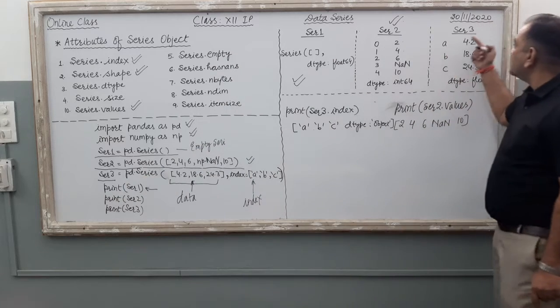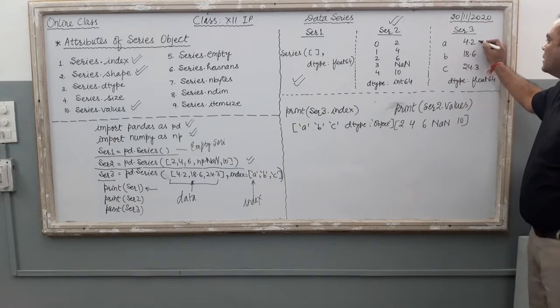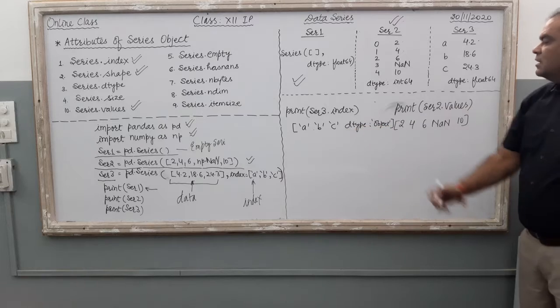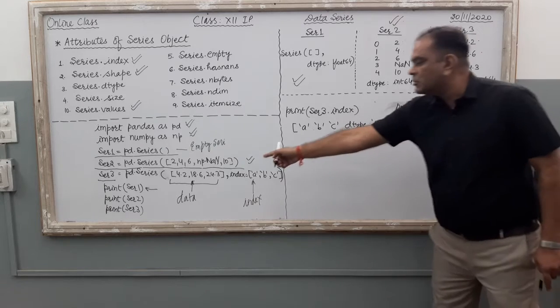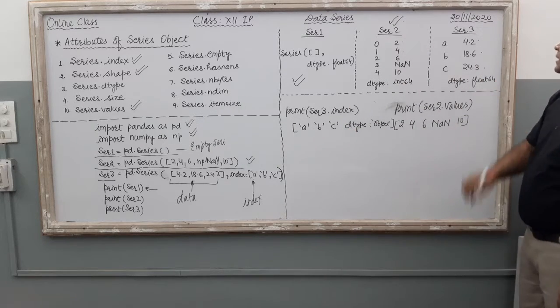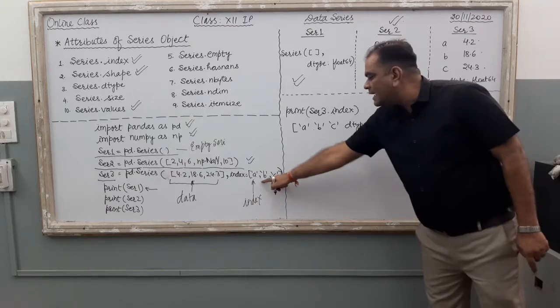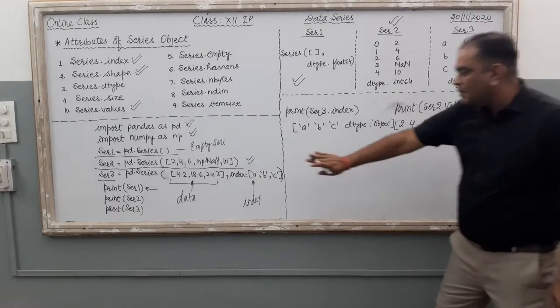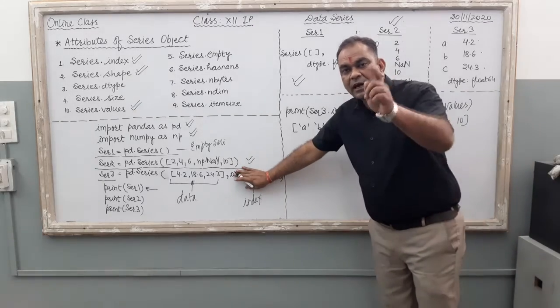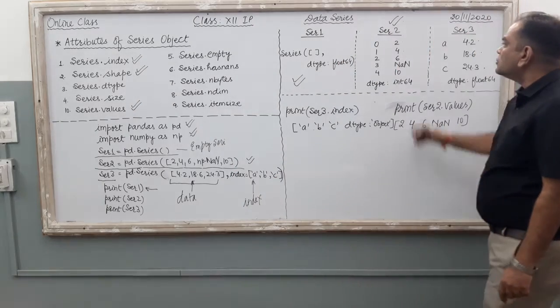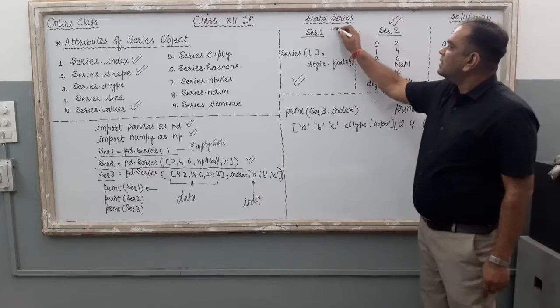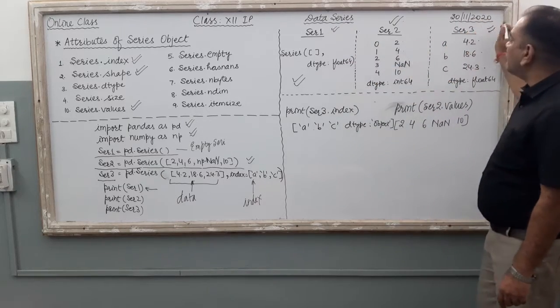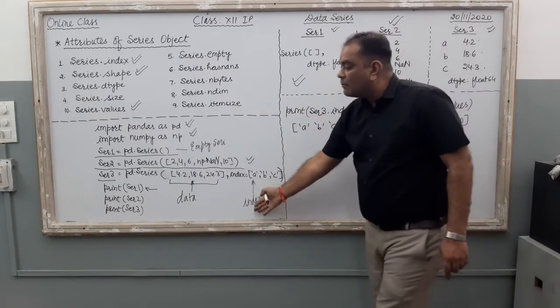Just check the output of series 3, SCR3. First value 4.2, it is there. Second value 18.6, it is also there. Third value 24.3, it is also there. Now just check the index position A B C. अगर ये मैं A B C हटा देता तो क्या होता सोचो. Right? So these are the three series developed by this program code.